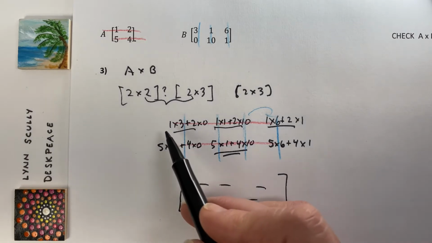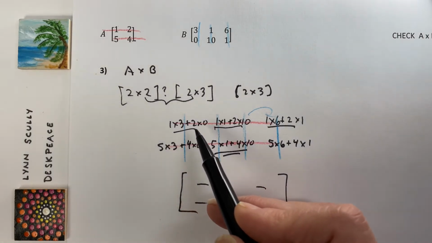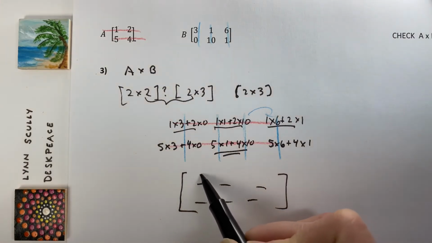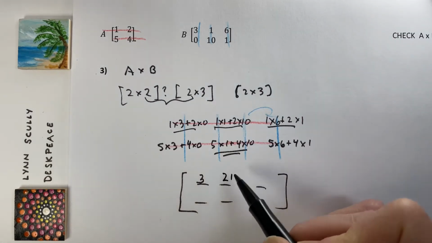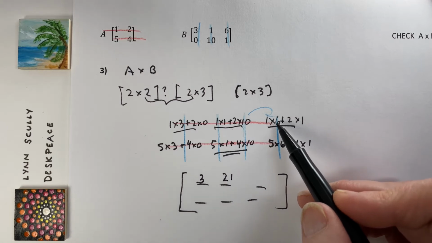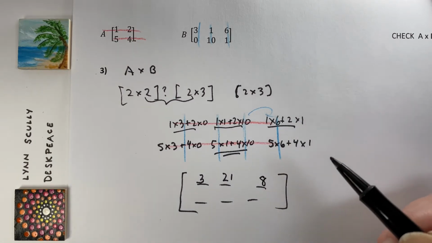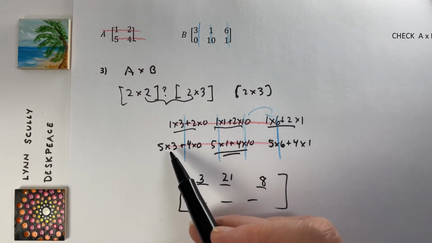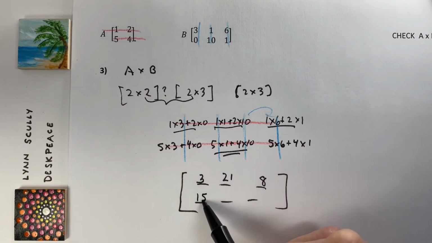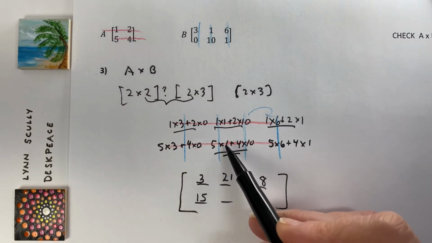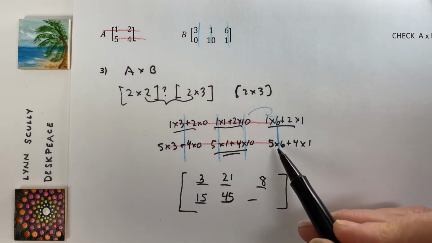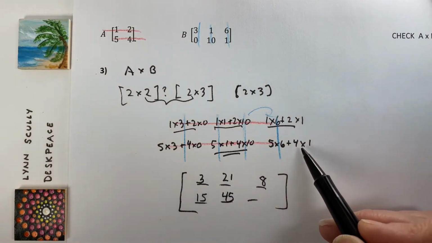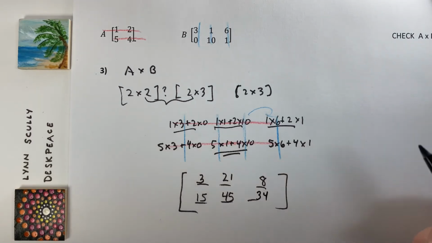So now I'm going to go 1 times 3 is 3 plus 2 times 0, that's 0. So I get 3. 1 times 1 is 1 plus 20, that's 21. 1 times 6 is 6 plus 2 is 8. 5 times 3 is 15 plus 0, that's 15. 5 times 1 is 5 plus 40 is 45. 5 times 6 is 30 plus 4 is 34.